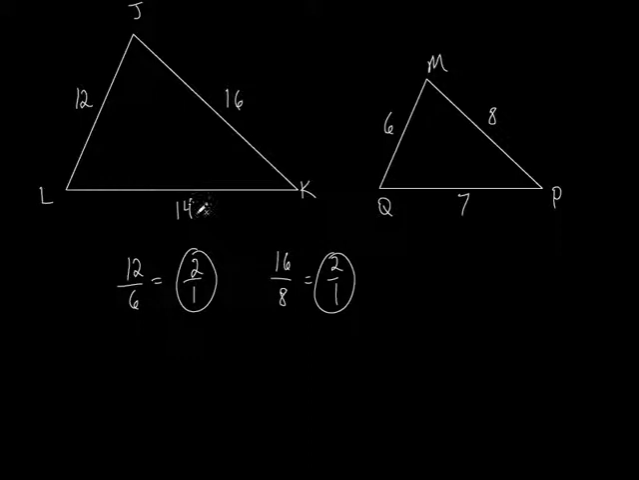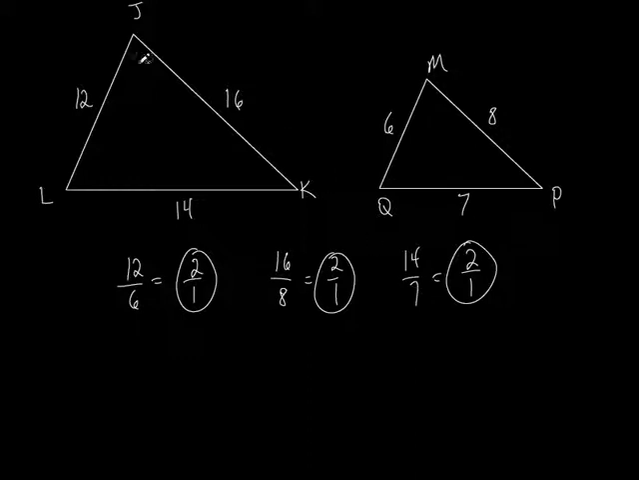Look at this bottom one. I'm going to compare 14 to 7 because they're both on the bottom. What does that reduce to? Reduces to 2 to 1. Look, they all have the same scale factor. So what does that mean? That means they're all in proportion. All three sides are in proportion.